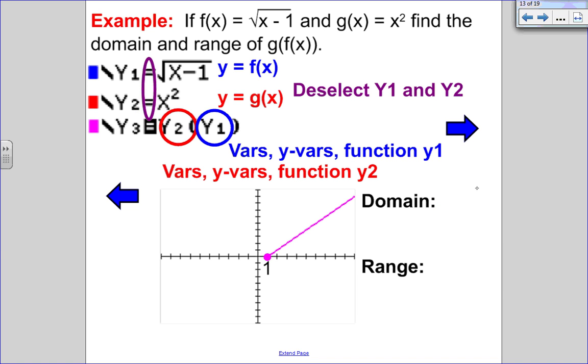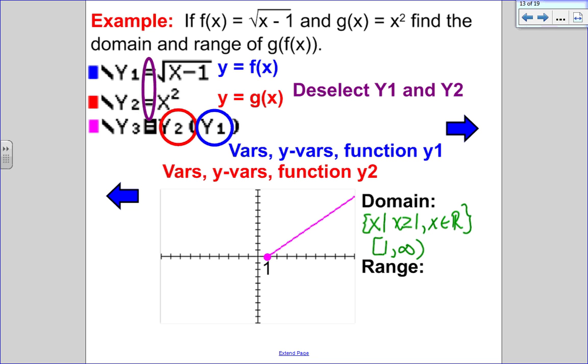So let's talk domain and range. I really like to look at the graph, especially with composition, because they can be a little bit complicated and tricky. When I see it on the graph, it's much easier to see. So the domain is the set of all x such that x is greater than or equal to 1, but still an element of the reals. Or in interval notation, I can say 1, including 1, up to but not including infinity.